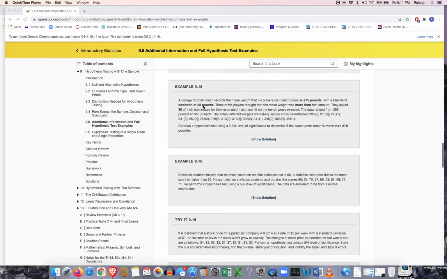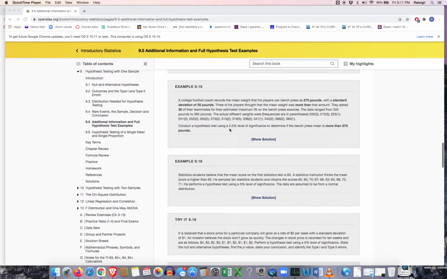But then we take some samples. Three of his players thought the mean weight was actually more than 275. So they asked 30 of their teammates for their estimated maximum lift. This is estimated now. I'd rather see it recorded because exaggerations can become parts of estimates. The data range from 205 all the way up to 385, which doesn't tell you too much. And here are the actual weights, in order with their frequencies as well. There are as many as 5 people that did a particular weight.